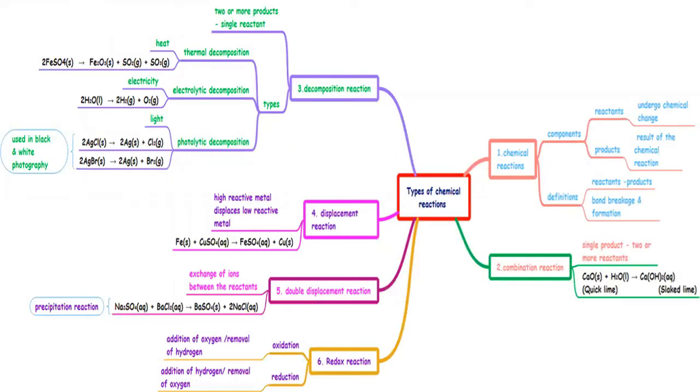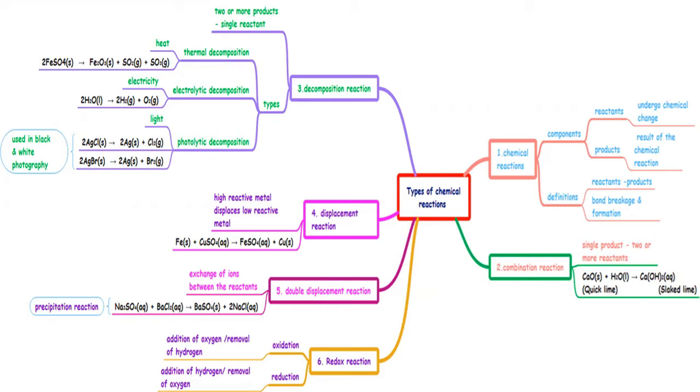Here is a mind map on types of chemical reactions. The first branch deals with chemical reactions, its components and definitions. Reactants and products are the components of a chemical reaction. Reactants are the substances that undergo change during a chemical reaction. Products are formed as a result of a chemical reaction.